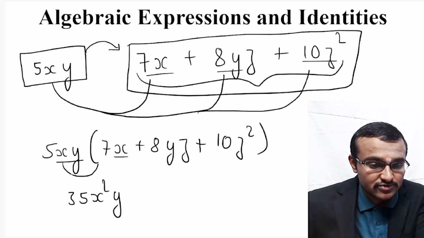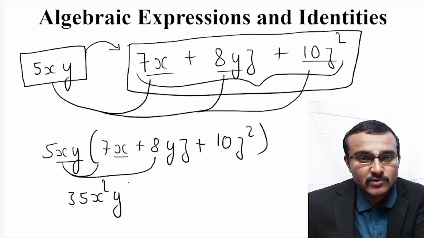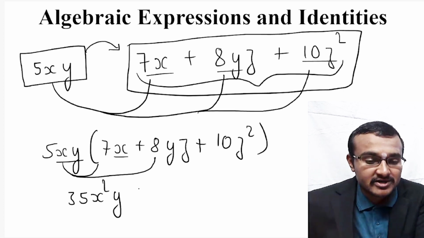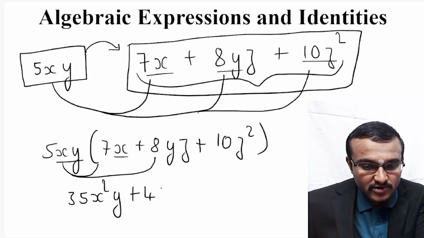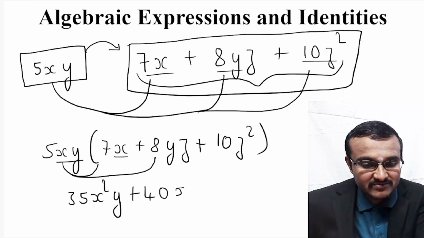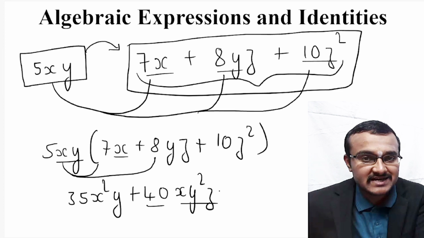Similarly, now you should multiply this 5xy with plus 8yz. So plus 5 into plus 8 is plus 40. So plus 40, x into xy into yz you should do here. So x into yz will be x, y into y will be y square, z is also there. So 40xy square z will be the second term.